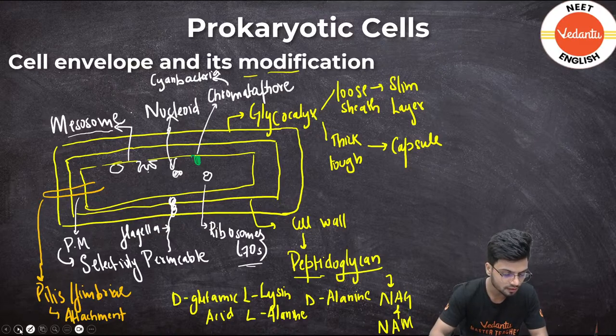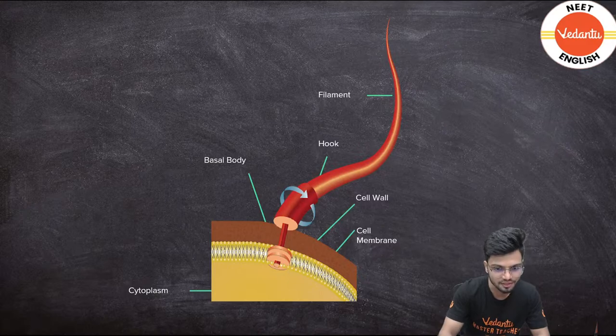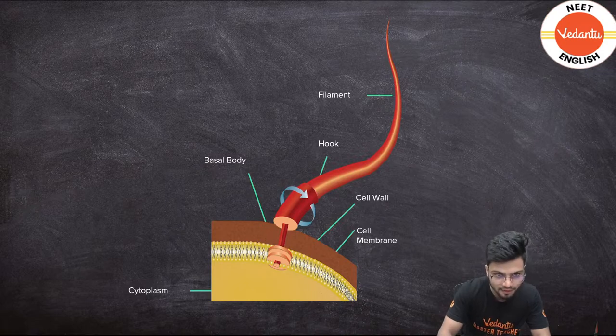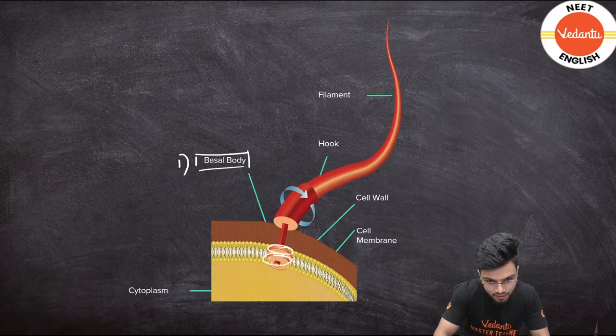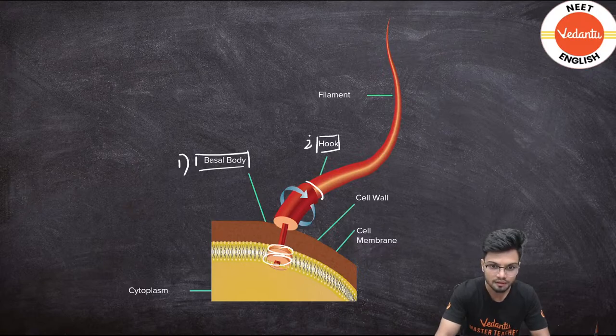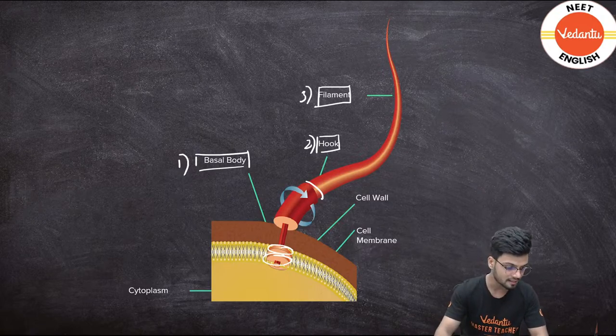Amazing. Next slide. Now, this is the structure of the flagella. Can you see the flagella has three main parts here? The first part is called the basal body. Can you see this? The basal body is made up of rings here. Then we have a hook-like structure. Yes, the second is called a hook. Then we have a long slender filament. These are the three different parts of the flagella, which is also given in your NCERT.